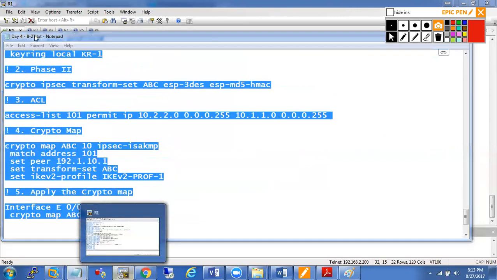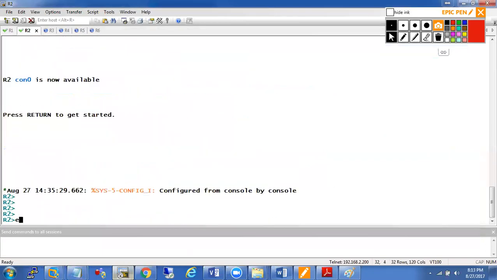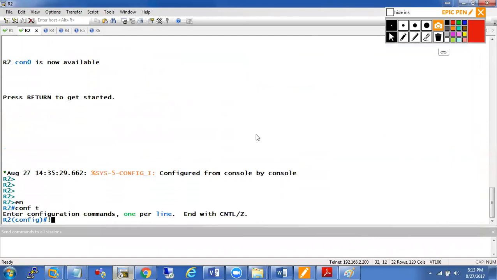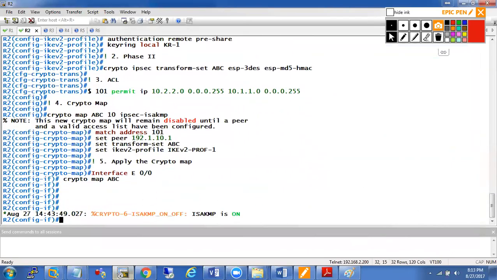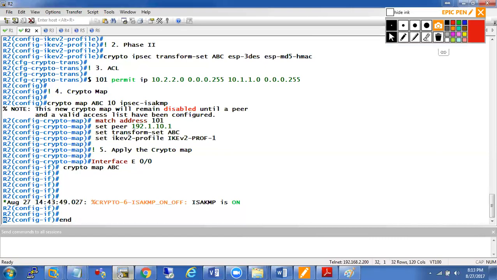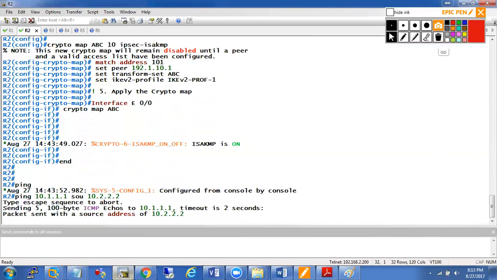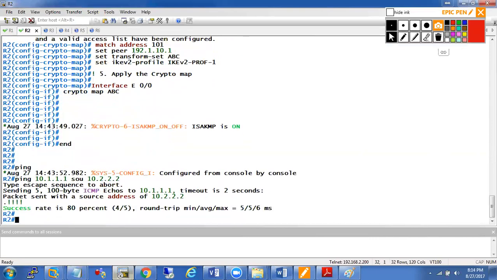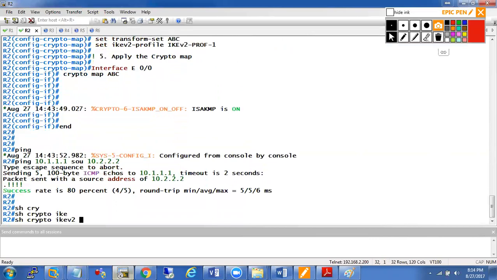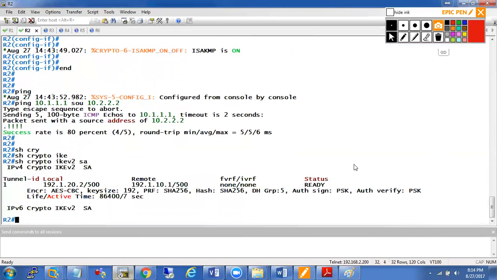So by doing this, I would have knocked out my IKEv2 using crypto maps. Good. Now if I do ping 10.1.1.1 from 10.2.2.2, it should set up the VPN. The show command, show crypto IKEv2 SA, shows you that it used AES as the encryption, SHA-256, group 5. And my authentication is PSK, the pre-shared key for right now.